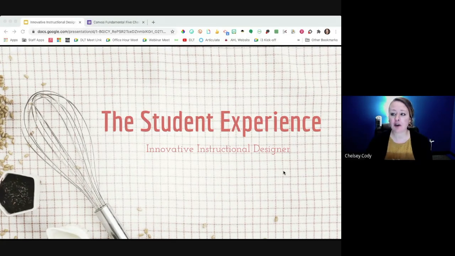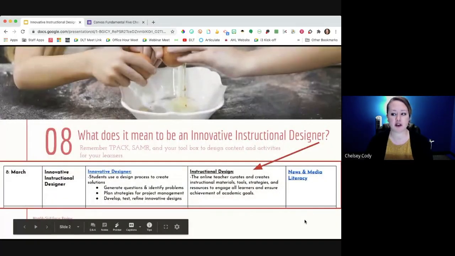And today we're going to be diving into the monthly skill focus, innovative instructional designer. This whole section that we're going to be going through is called the student experience. So connecting the student experience to that innovative instructional designer. Let's start by looking at our monthly skill focus.